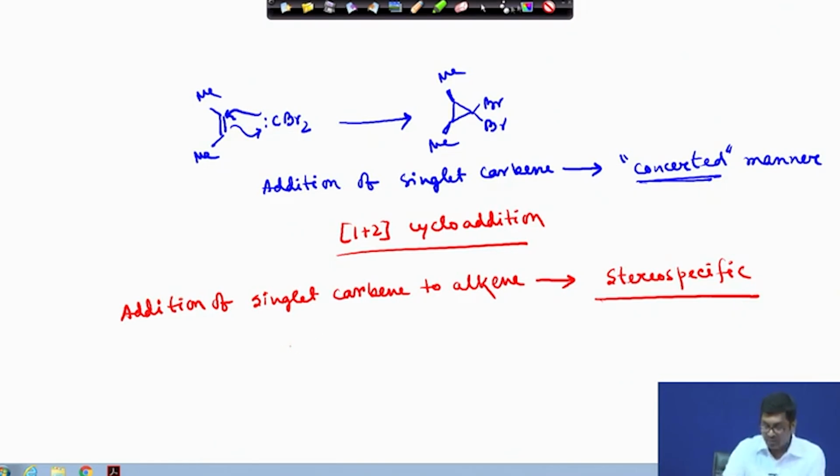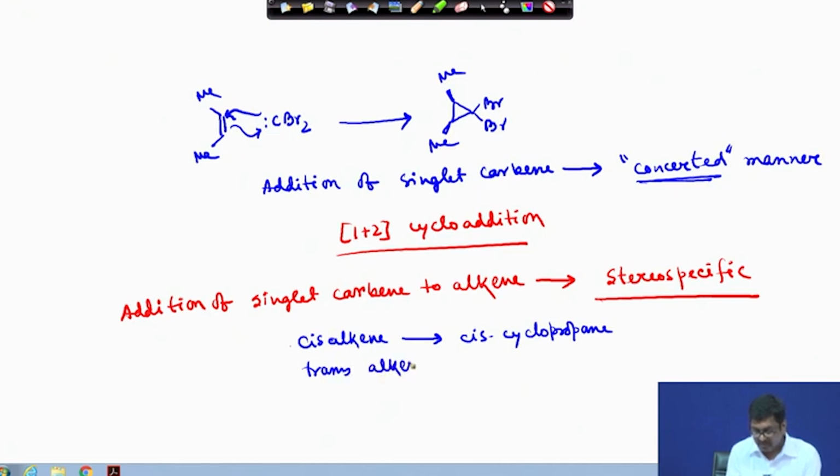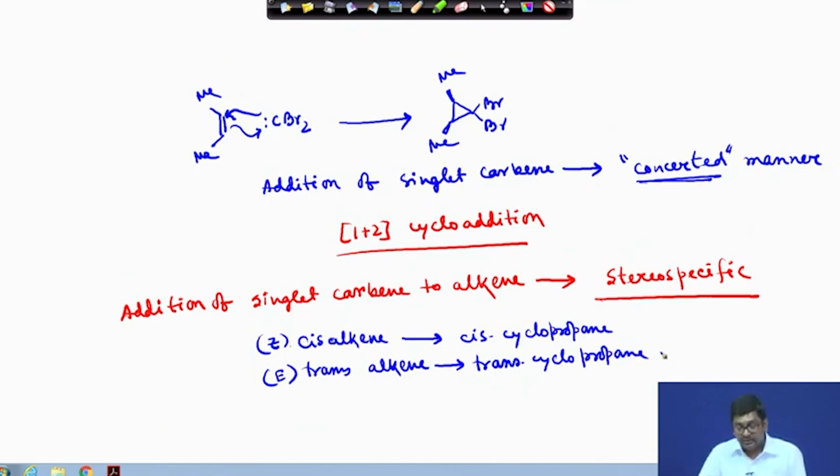Okay. So, we can write from there that cis alkene will give this cis cyclopropane, whereas this trans alkene, here you can write Z and E, Z means Zusammen and E means Entgegen. So, this is giving the trans cyclopropane. Okay. So, it is obvious that when this type of reaction is happening through the concerted manner via the singlet carbene, then the reactions are highly stereospecific.